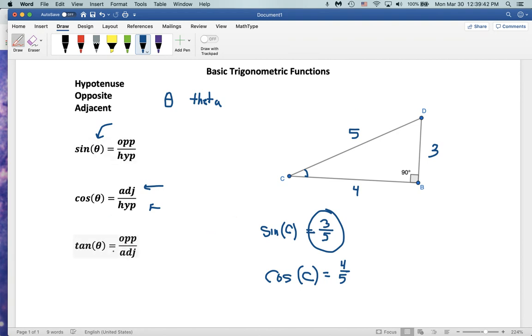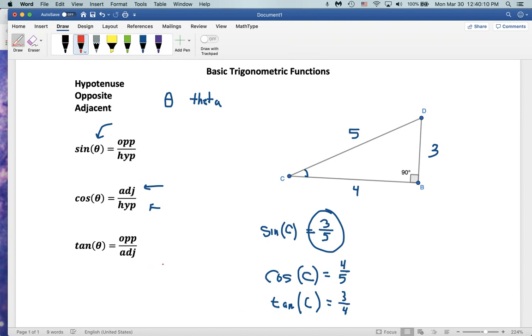If we were to ask to find the tangent of C, it now is going to be the opposite over the adjacent. So the tangent of C would be opposite over adjacent. Opposite was the 3, adjacent was the 4. It's going to be the ratio of 3 over 4. And so we have these 3 different ratios.